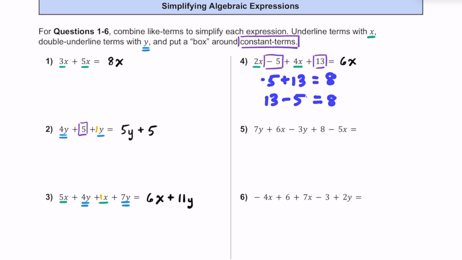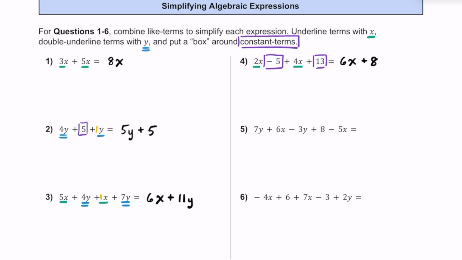So I think it's good to look at it either way. I like 13 minus 5, a little easier though. And so we're going to write plus 8. This would be as simplified as you could write this. All right. Number 5, we like this plus sign, that's good. This minus sign, we're going to want to turn this into plus a negative 3y. And then this plus sign is fine, but then this minus sign, we're going to write plus a negative 5x.